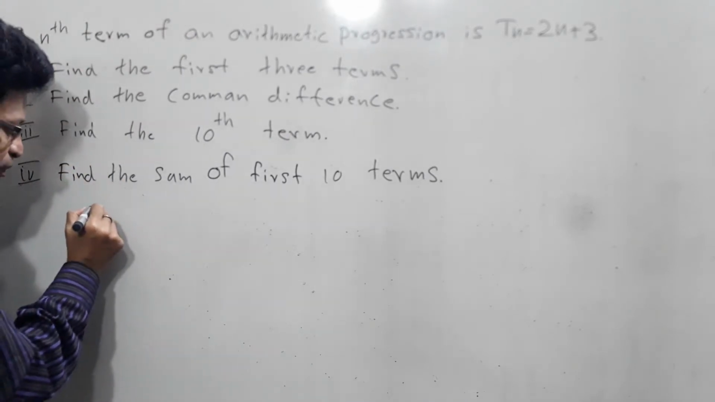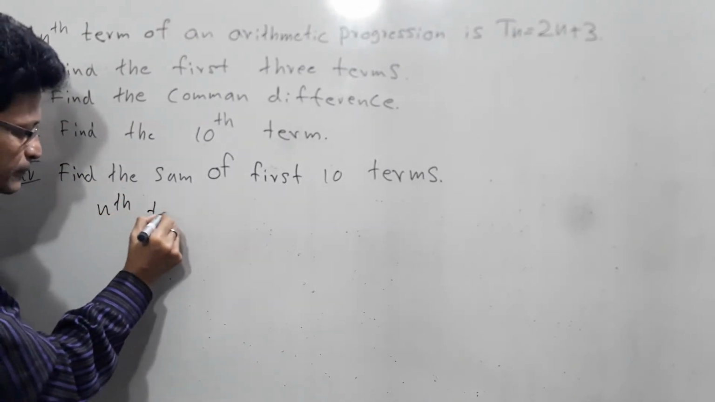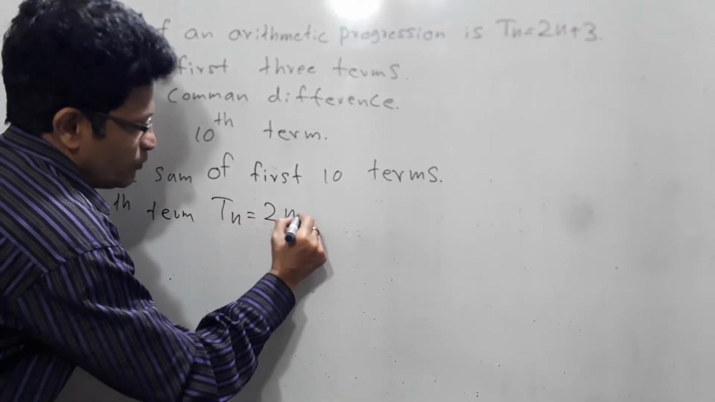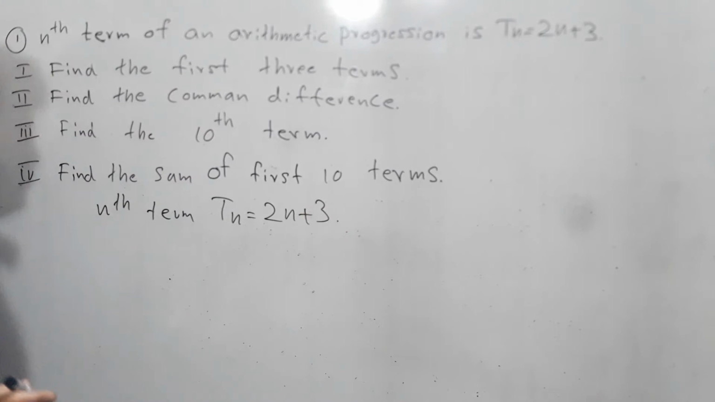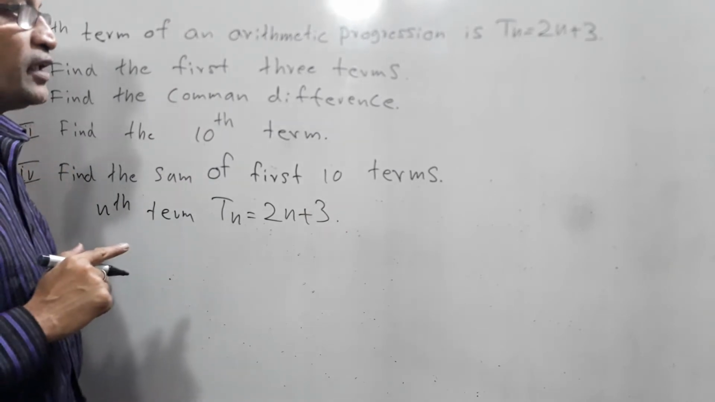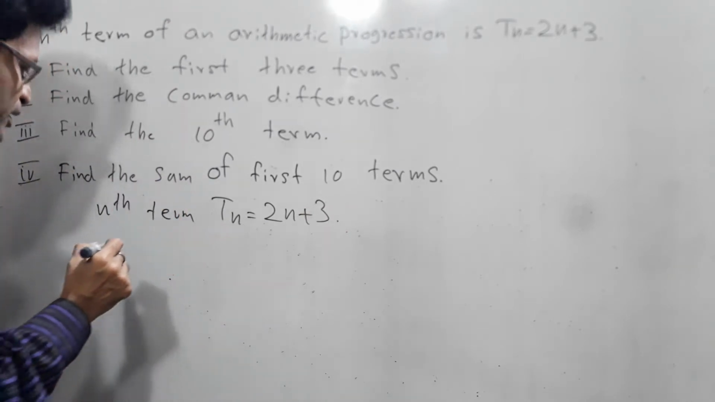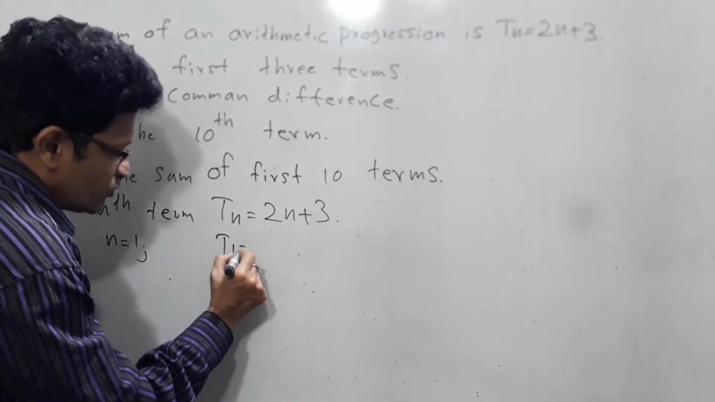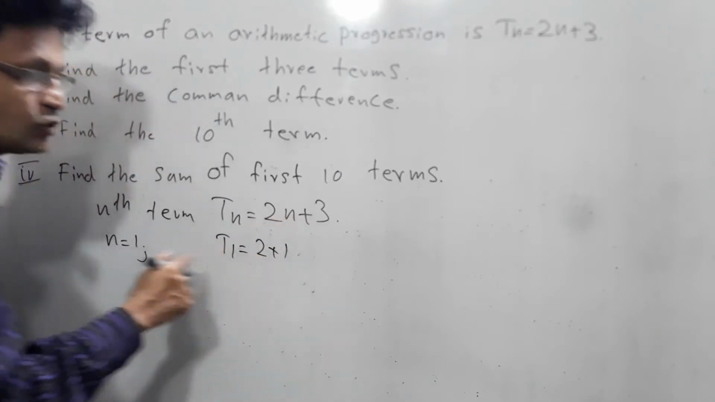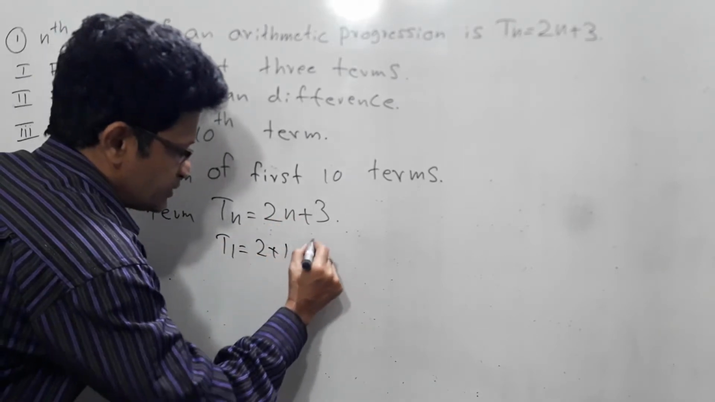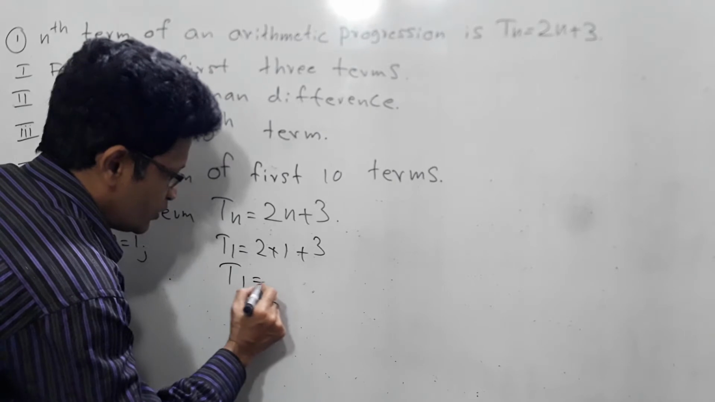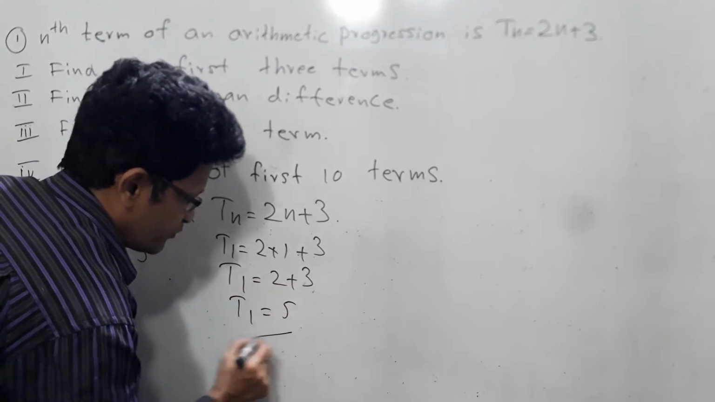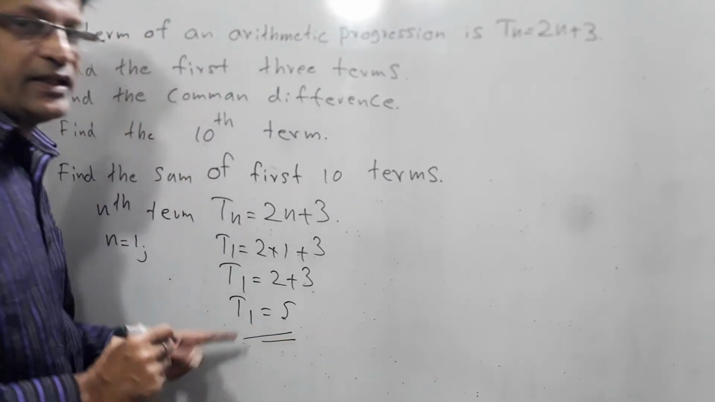So the nth term, Tn equal 2n plus 3, is given. Now to find the first term, that means T1, we substitute n equal 1. Then T1 equal 2 times 1, because 2n means 2 into n, plus 3. So T1 equal 2 plus 3. So T1 equal 5. So the first term we found is 5.